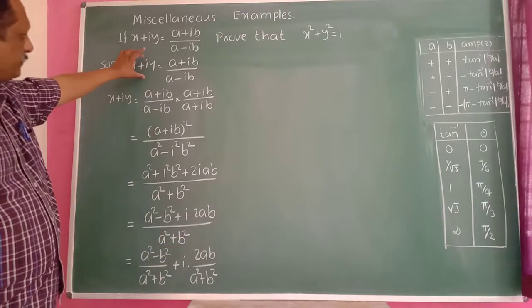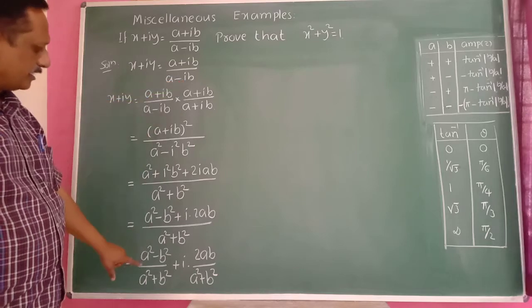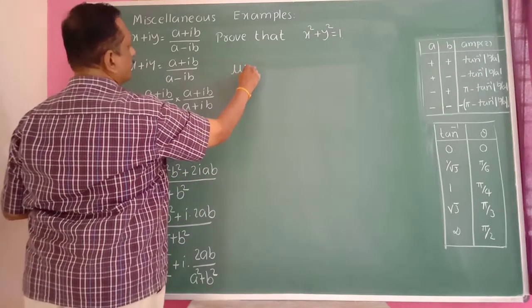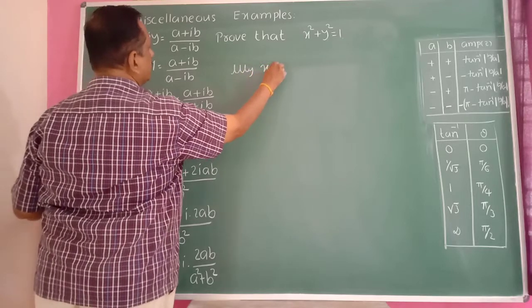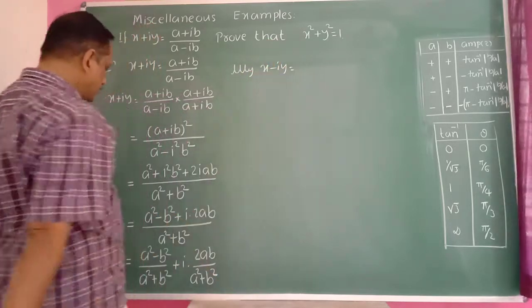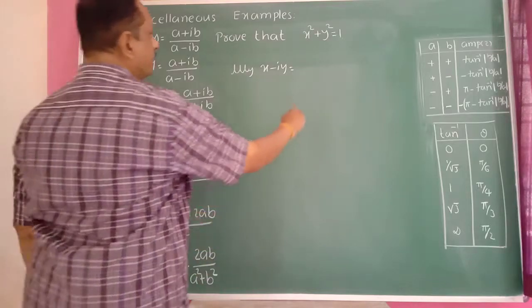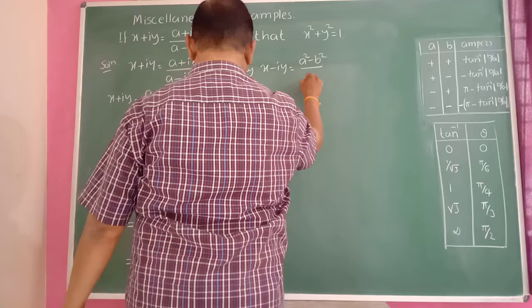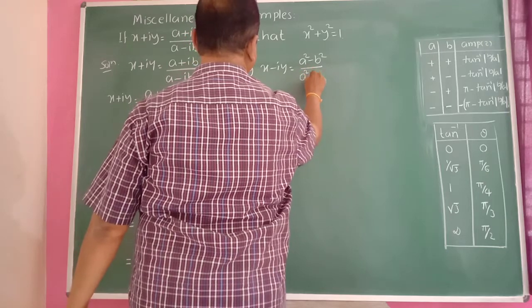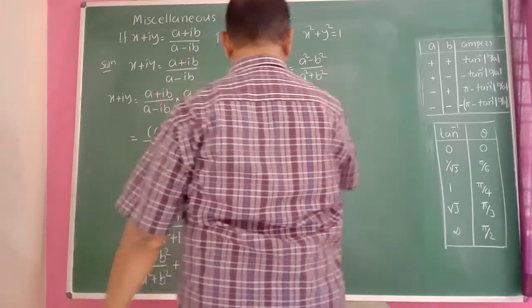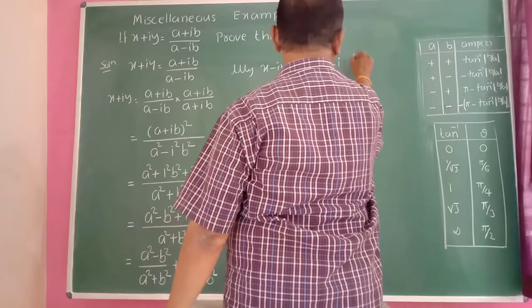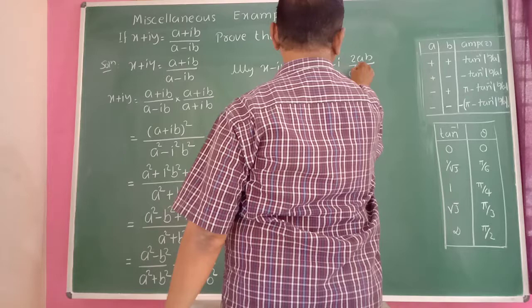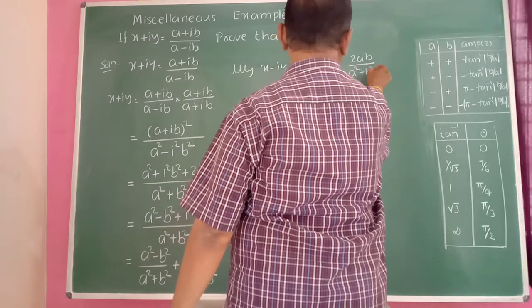Okay, so simplify this one by rationalizing here. You get this here. Therefore, similarly, x minus iy is equal to, it's a conjugate here, (a square minus b square) divided by (a square plus b square), minus i into 2ab divided by (a square plus b square).